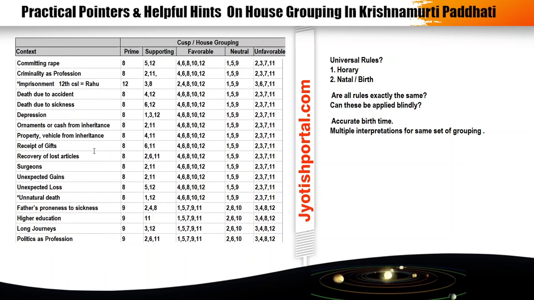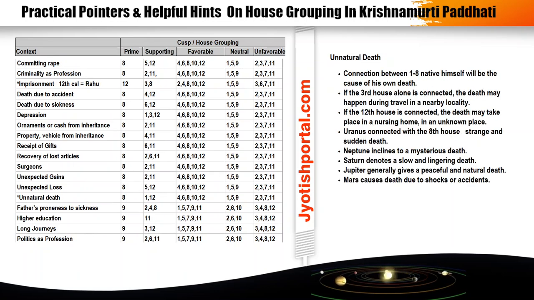And then let's look at the unnatural death. So there also some house grouping is given. This is okay, but some more detail about the mode of death is required. Just saying that the person will have an unnatural death is a very wide kind of an answer, and we need to have some more detail about it.